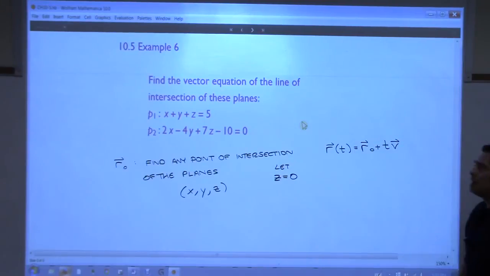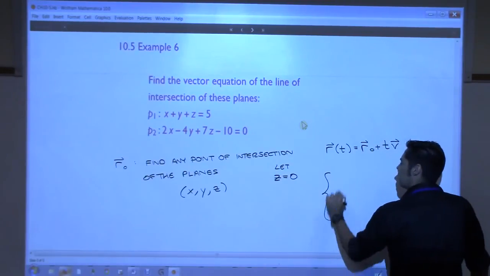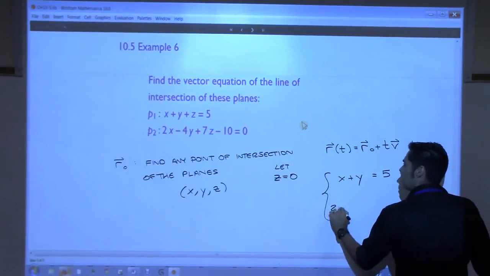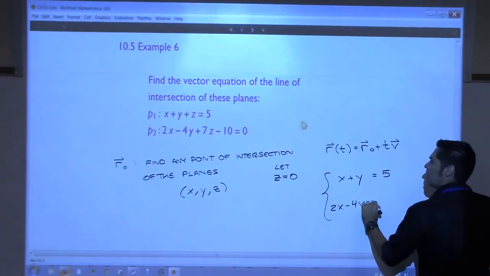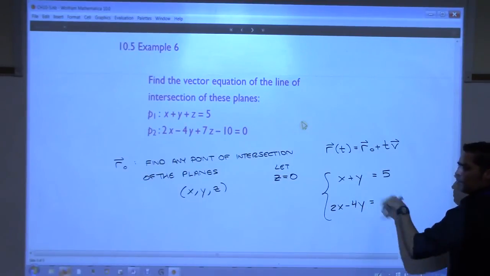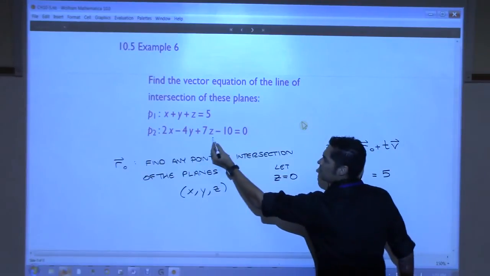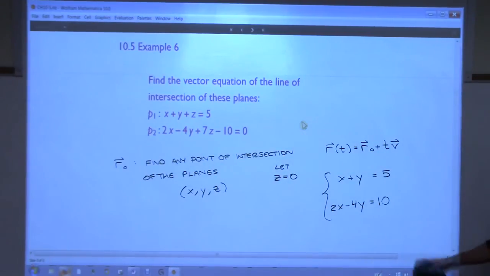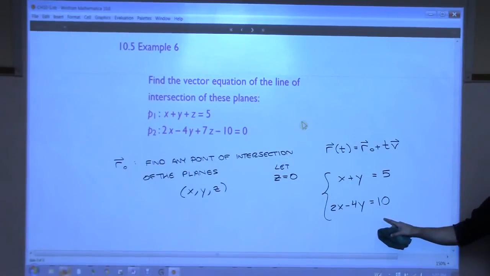Okay? What would happen if I let z be 0? What would those two equations reduce to be? X plus y is 5, and then 2x minus 4y is what? Equal 10, so move that over so we get this, right? Now you have a system of two equations and two unknowns, and now we should be able to solve that, right?